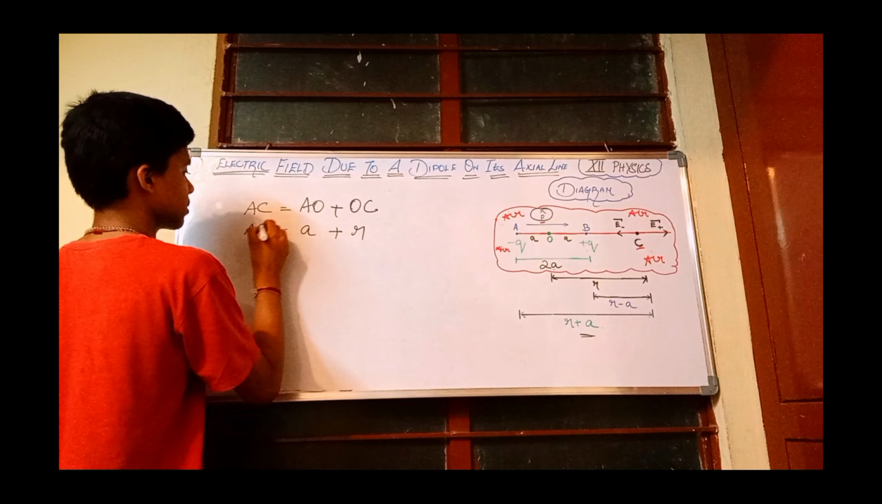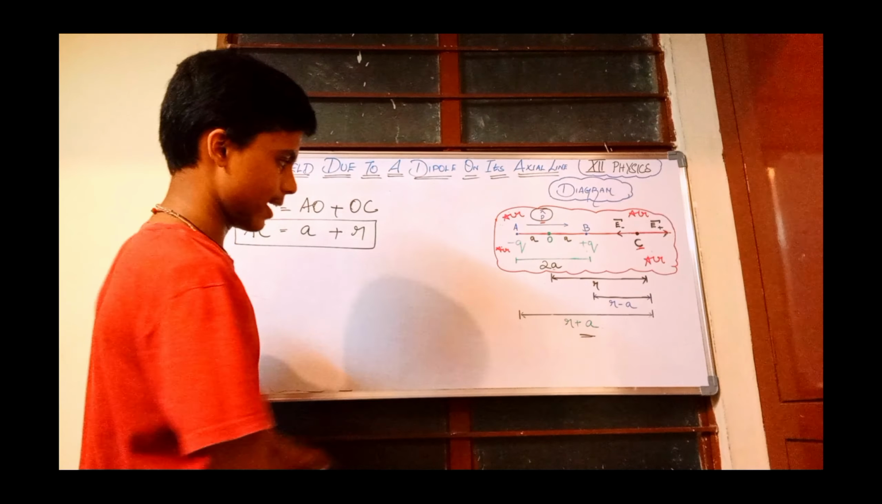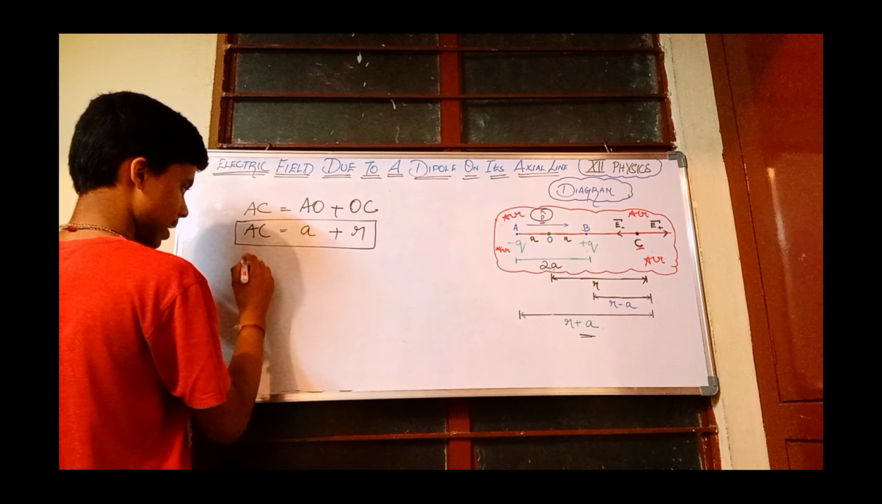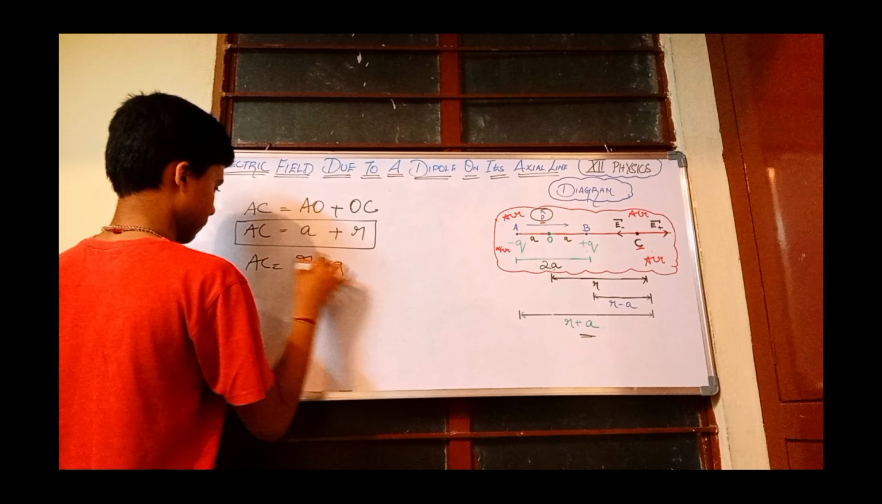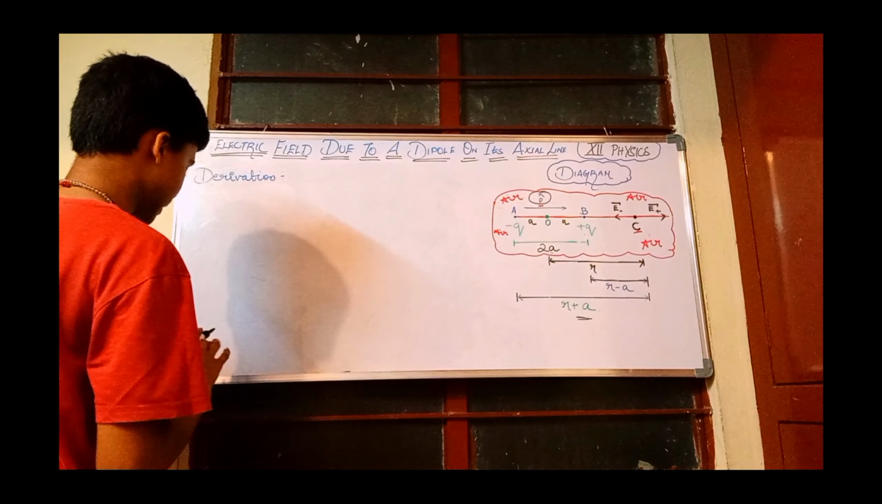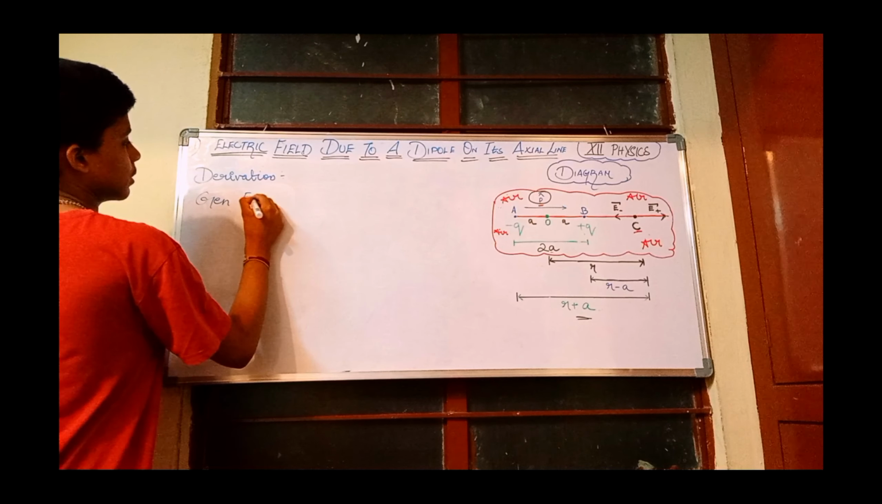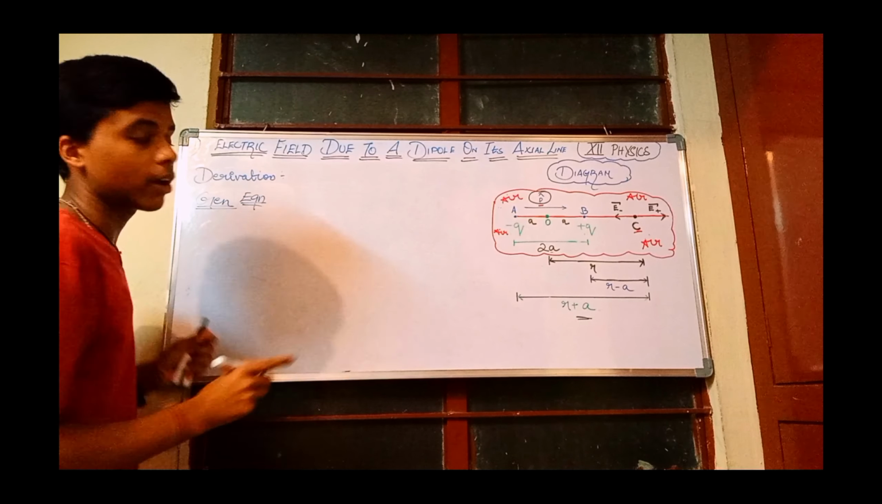And I'm going to put AC here, and I got AC is equal to A plus R. Or I can say, since addition is commutative, I can write AC is equal to R plus A. So now I'm going to start with the derivation. First I'm going to write the general equation. It is nothing but the formula for electric field.